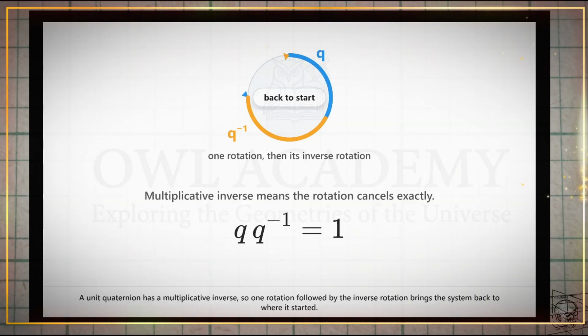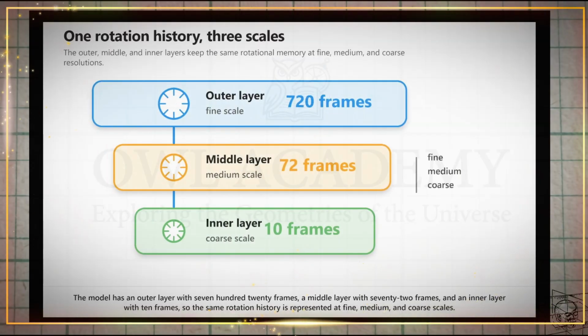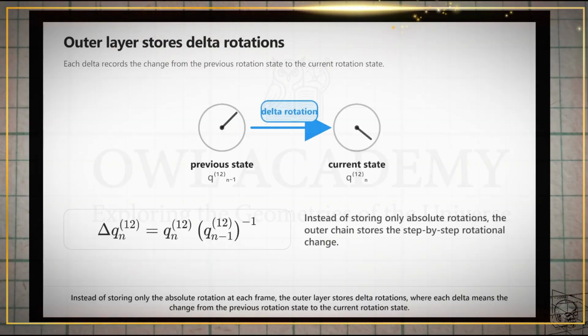The model has an outer layer with 720 frames, a middle layer with 72 frames, and an inner layer with 10 frames, so the same rotation history is represented at fine, medium, and coarse scales. Instead of storing only the absolute rotation at each frame, the outer layer stores delta rotations, where each delta means the change from the previous rotation state to the current rotation state.